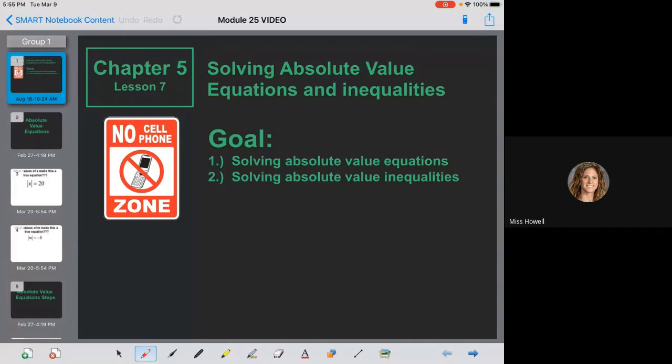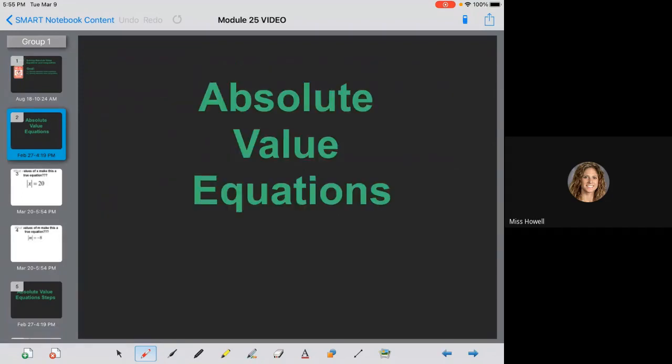Our goal for today is to continue working with solving equations and inequalities with a new type of equation called an absolute value equation. So how do we go about using our inverse operations to help us solve when we have absolute value bars and a variable inside of those bars?